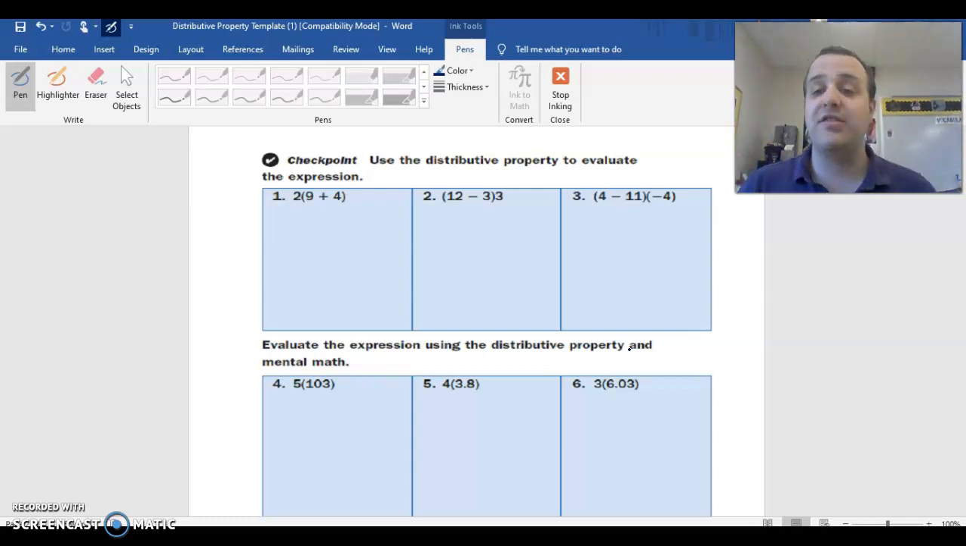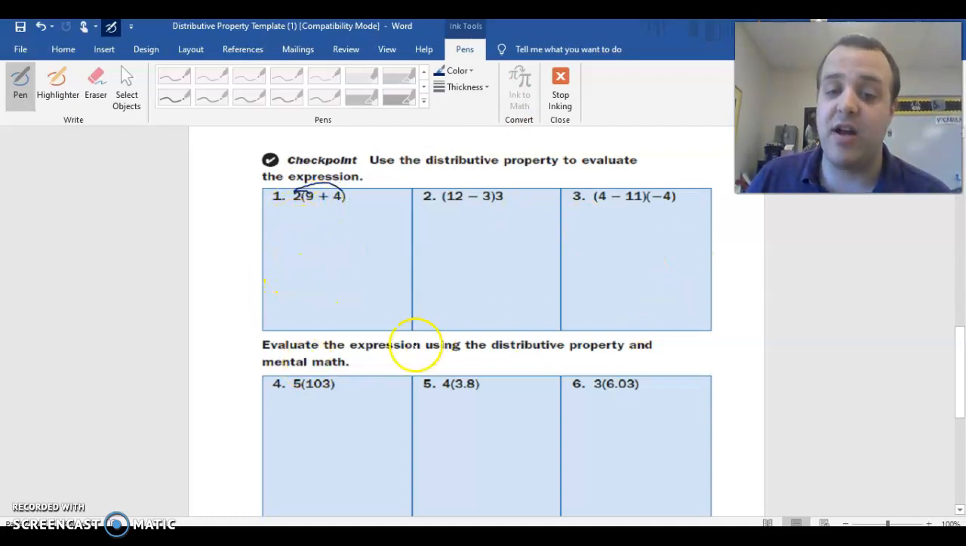In your notes where you're writing stuff down, I want you to go ahead and write down these examples, and I want you to try them. What you're going to do is use my double rainbow method to multiply these using the distributive property. I'll do the first one for you, and then you guys can try the other ones.